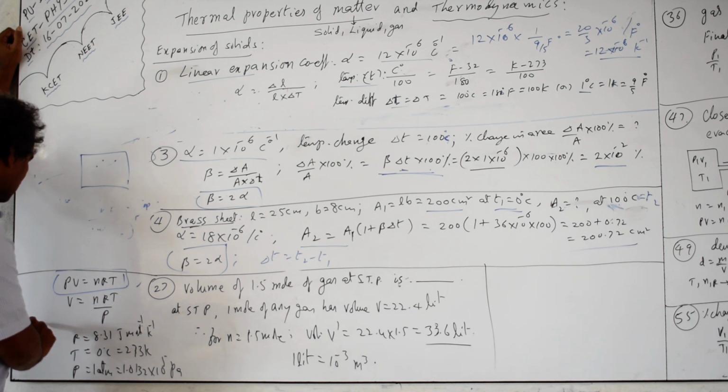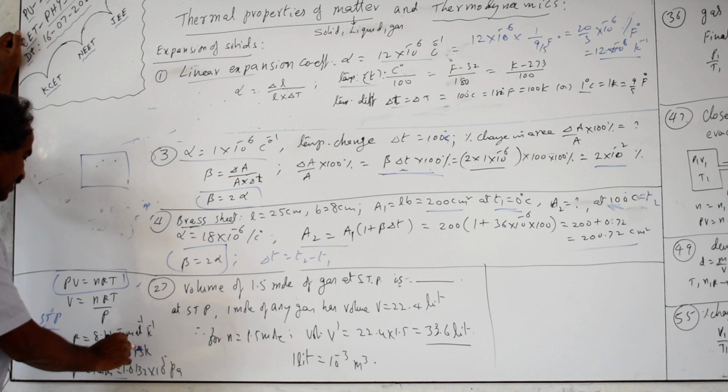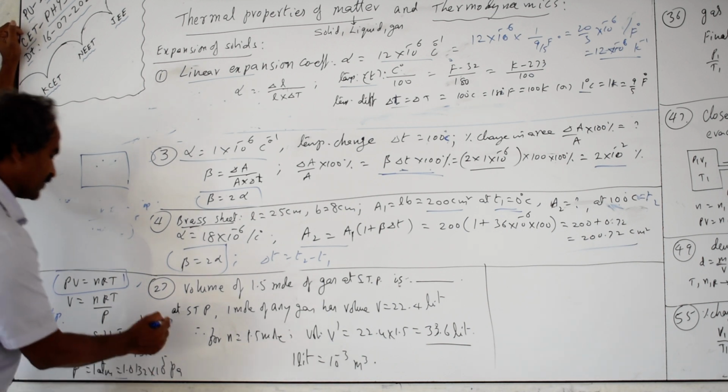When they mention standard temperature and pressure, STP, it means pressure is 1 atmosphere, whose value is 1.01325 into 10 to the power of 5 pascals. Temperature is 0 degrees Celsius, so you have to take 0 plus 273, equal to 273 kelvins, that is STP. Normal temperature and pressure, NTP, means only the temperature changes, that is room temperature, and pressure is the atmospheric pressure. Room temperature is generally taken as 27 degrees centigrade.